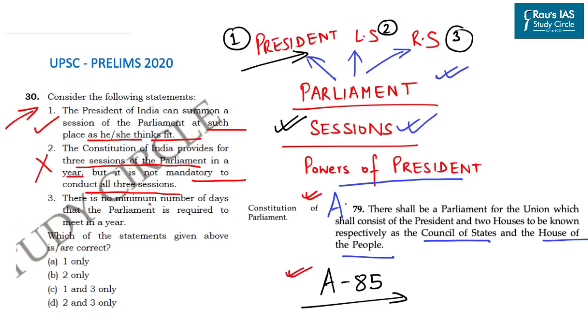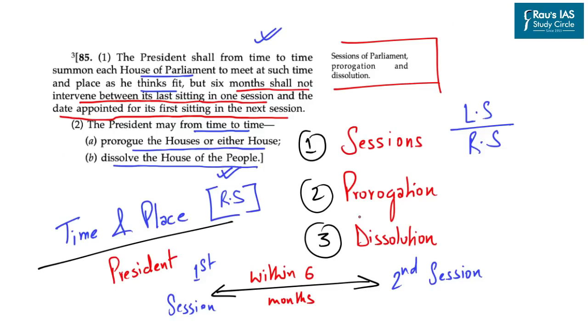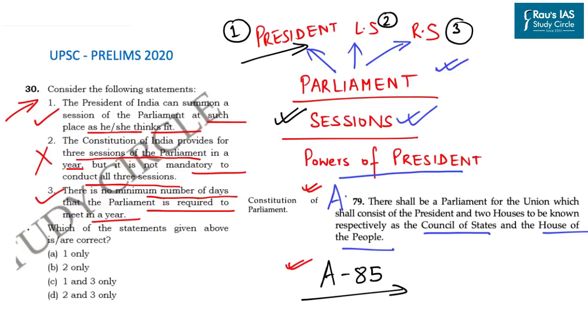Third, there is no minimum number of days that the Parliament is required to meet in a year. Yes, this is also correct, as no such condition has been provided under Article 85 of the Indian Constitution. So the question here was, which of the statements given above are correct? So the correct statements are 1 and 3. Hence the answer becomes C.